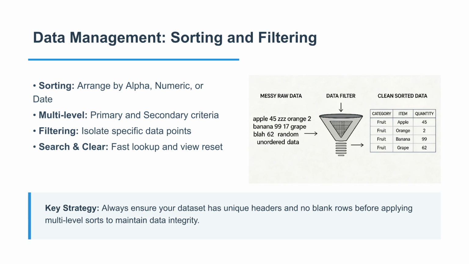To manage large datasets, we use sorting and filtering. Sorting arranges data by criteria like alpha or numeric order and can be multi-level. Filtering isolates specific data points for focused viewing. The key strategy is to always ensure your dataset has unique headers and no blank rows to maintain data integrity.